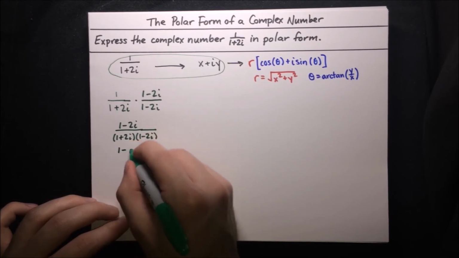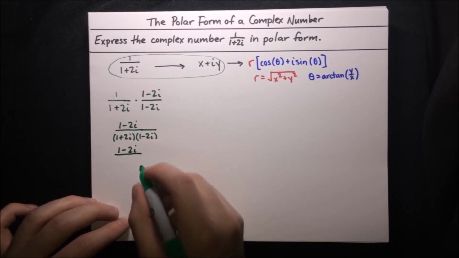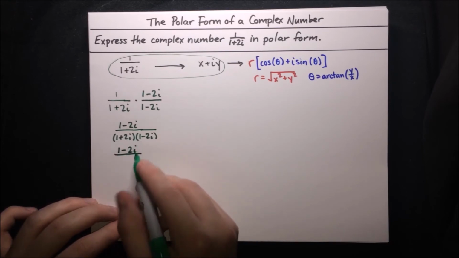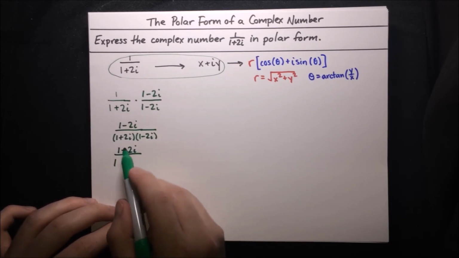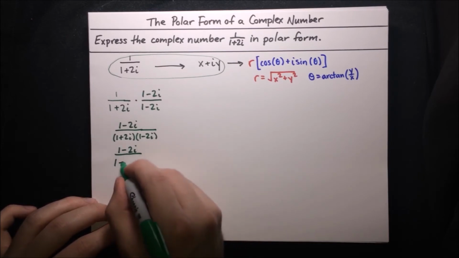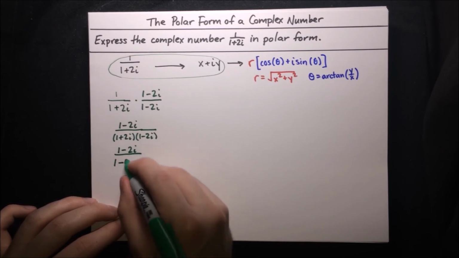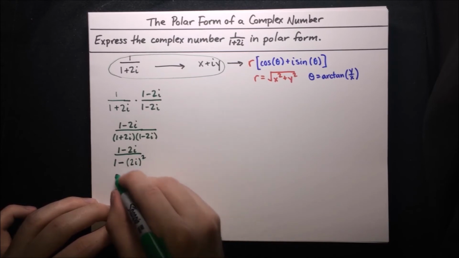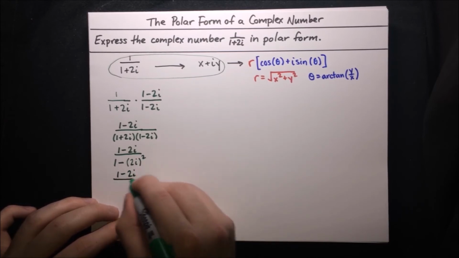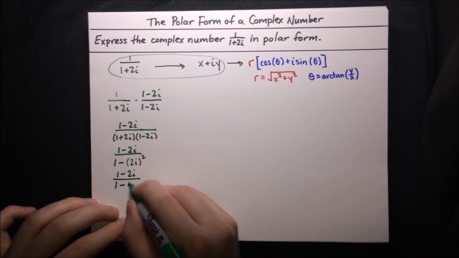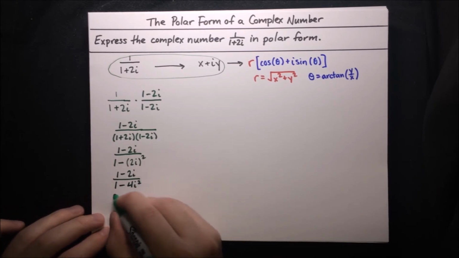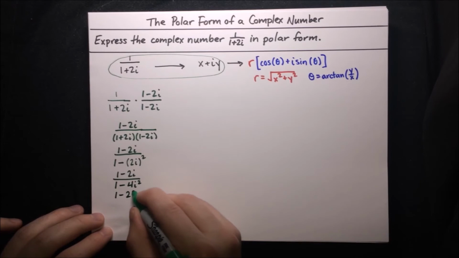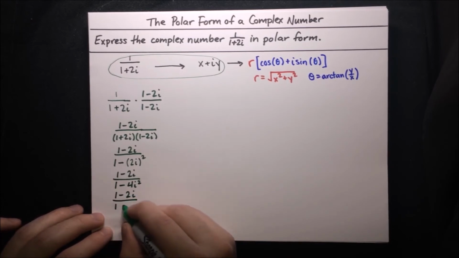So 1 minus 2i over, let's go ahead and multiply out that bottom. 1 times 1 is 1. And this is a factored difference of squares. The middle terms will cancel out. And we just have minus the last terms multiplied. So minus 2i squared. So this becomes 1 minus 2i over 1 minus 4i squared, which is equal to 1 minus 2i over 1, and then i squared is negative 1, so 1 plus 4.